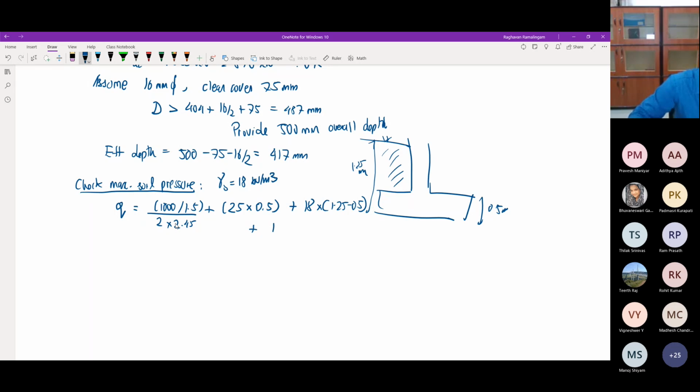And in addition, you also have the moment 120 divided by 1.5. So everything is in kilonewtons and meters. So divided by 2 into 2.45 square by 6. So all this together, if you check, it comes in fact exactly 201 kilonewton per meter square, which, we are lucky, is more or less the same value as the SBC. So our footing depth is okay, length is okay, breadth is okay. So all this has been confirmed.